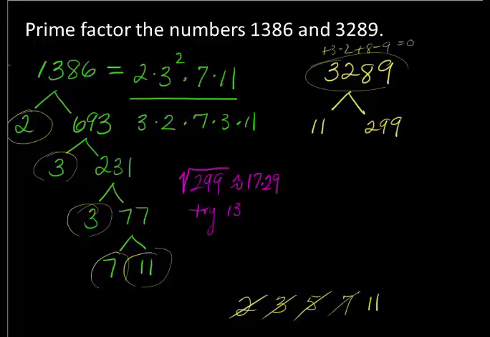So we only need to try 13 and 17. And if 13 and 17 don't go into the number, then we would conclude that 299 is prime itself. So if you try with your calculator, though, dividing by 13, you will find that 13 does divide 299, and we get 13 times 23.